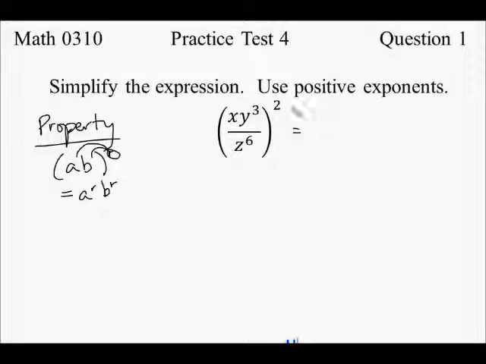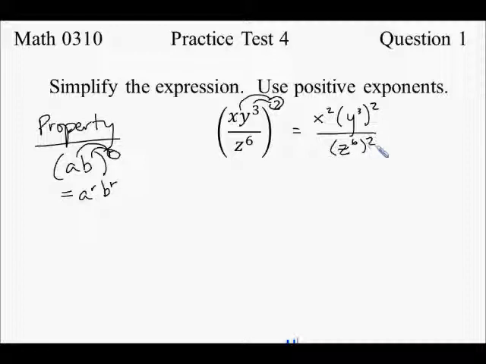So we have the square applying to x, that's going to give us x squared. Then we have the square applying to y cubed, so we have y cubed squared. And then on the bottom we're going to have z to the 6th power, and that is also going to be squared.